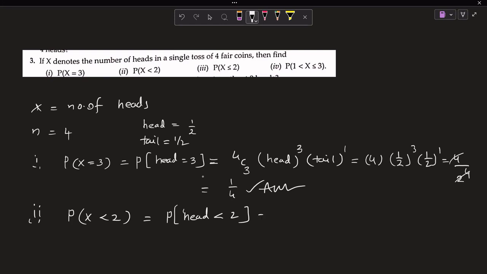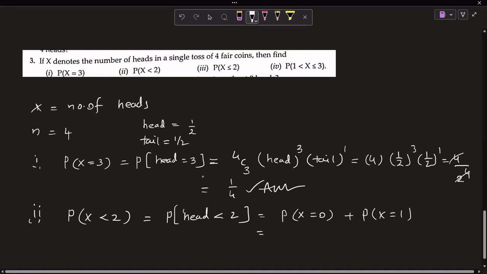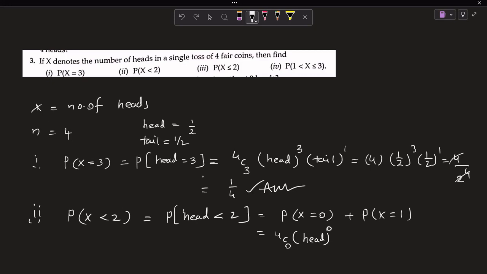Head less than 2. So that means X is 0, that means 0 heads, X is 1, 1 head. And we required below 2. Below 2 means only these 2 cases. Okay, so 4 coins are tossing. 0 coins are selected and they are showing 0 heads. That means all coins are showing tails. Okay, so tail power 4.